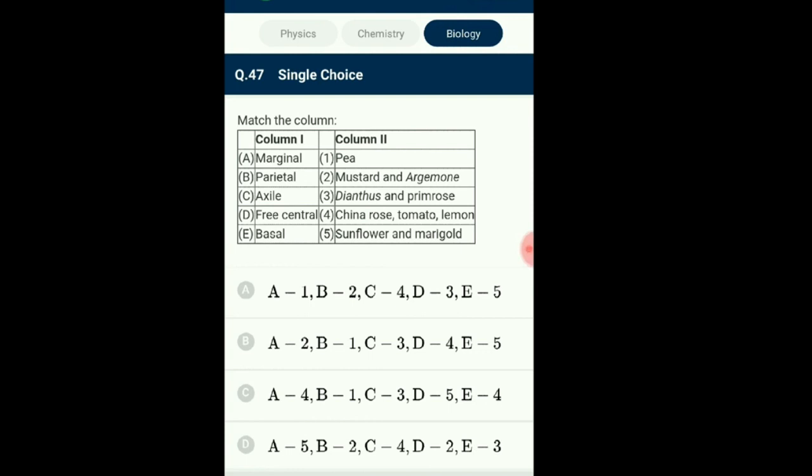Basal is the most advanced placentation, present in sunflower and marigold. So the correctly matching option is option A.